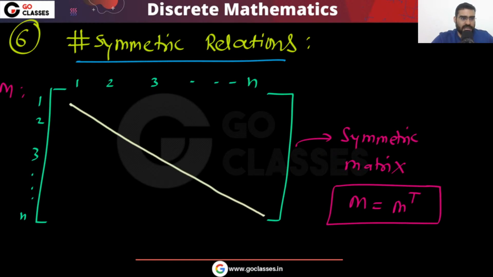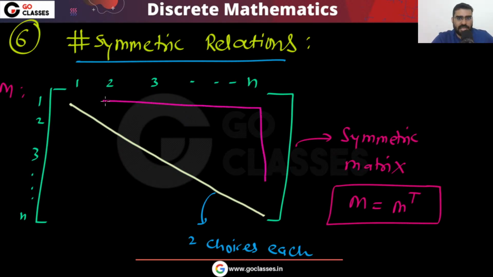Now you can notice that in this diagonal, every element has two choices. Every cell has two choices. Now look at above the diagonal. Look at this area.